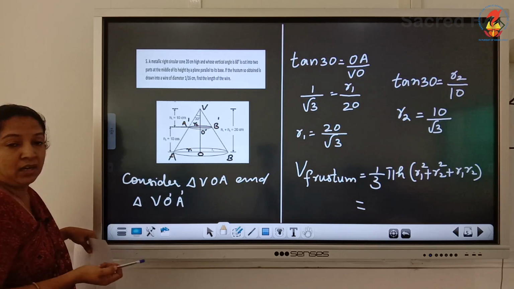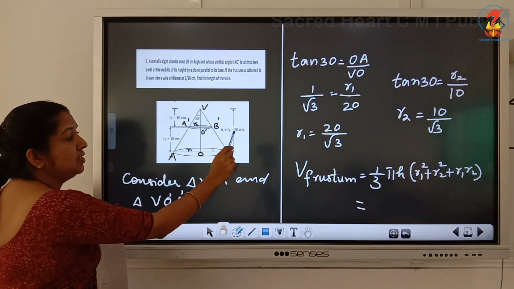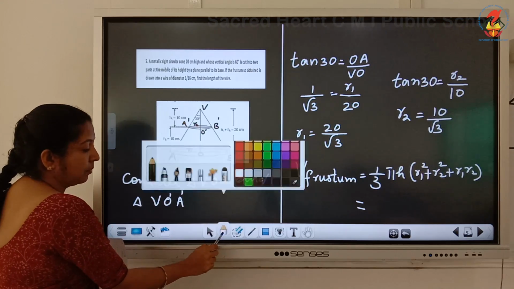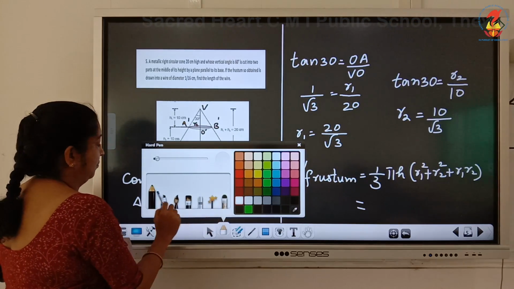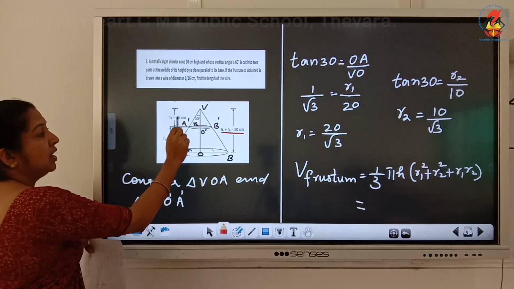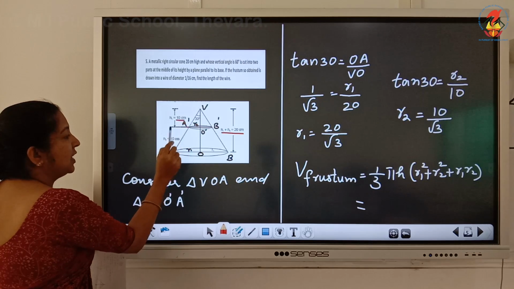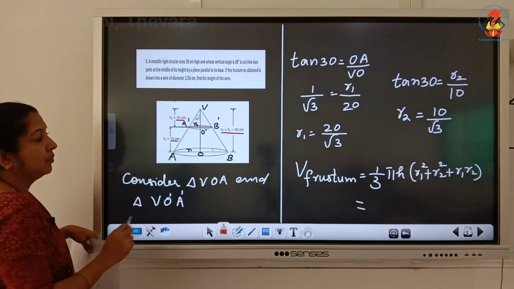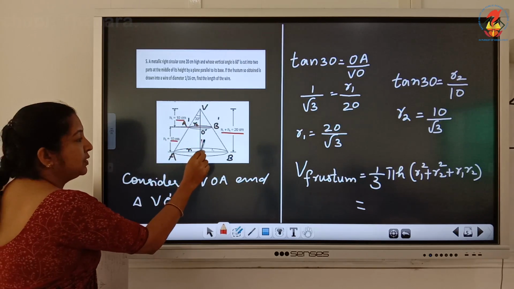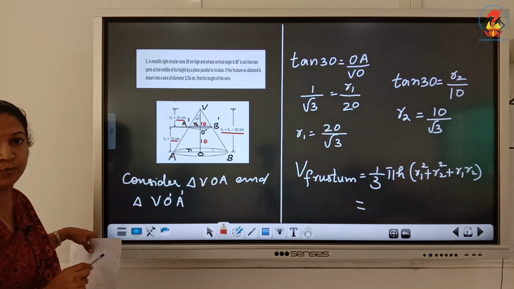So we need the radius. For finding that, the total height is given as 20 centimeter, and it is cut from the middle, so 10 and 10 each. This O dash O is 10, this is also 10. So what about the radius? I have taken this as R1 and this as R2.